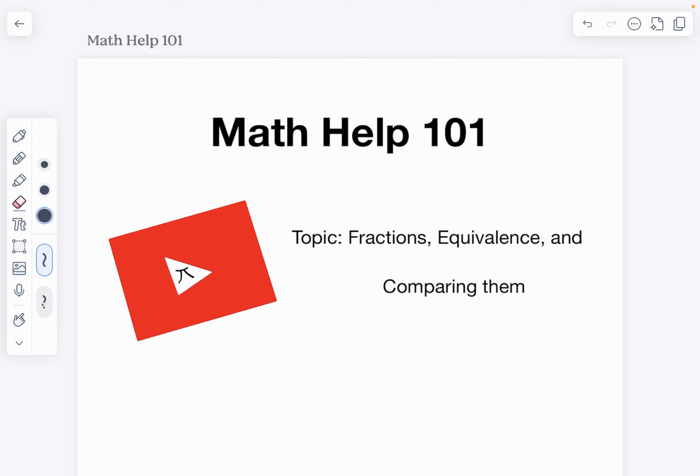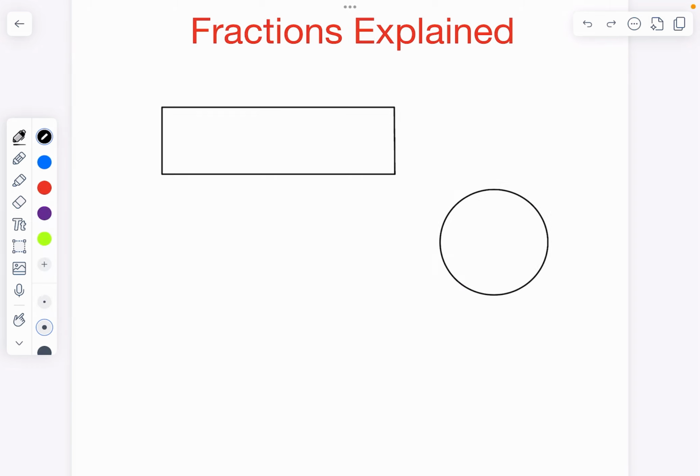Today's topic is going to be about fractions, their equivalents, and comparing them. Now, the first matter at hand before we really get into anything is just explaining what a fraction is. So, the best way I can explain it as of now is a fraction is just a portion or piece of something whole. I'm going to represent this through two drawings, okay?